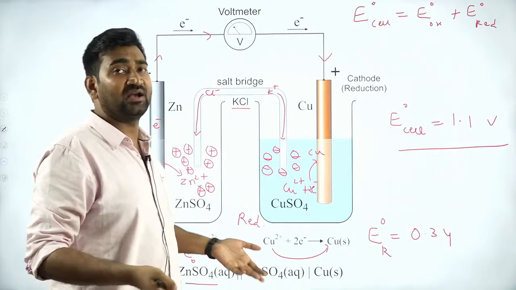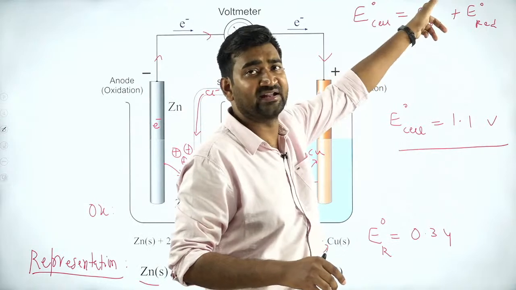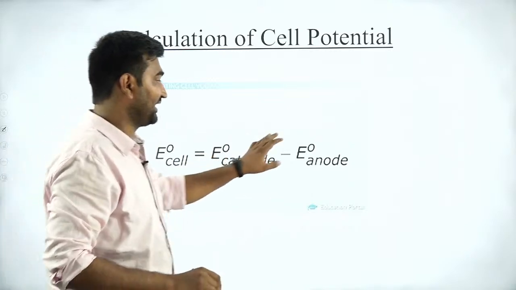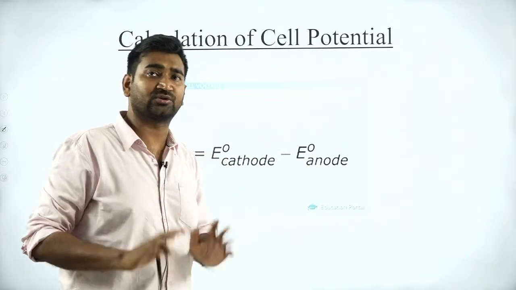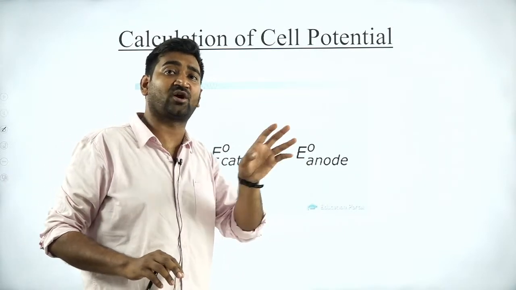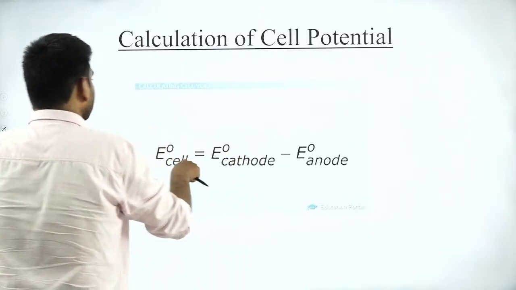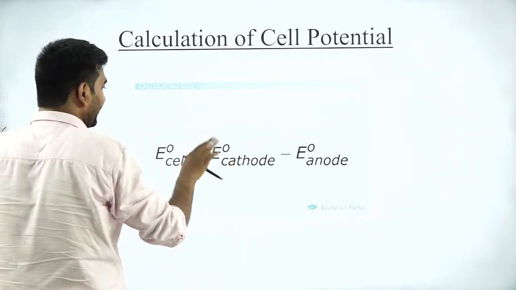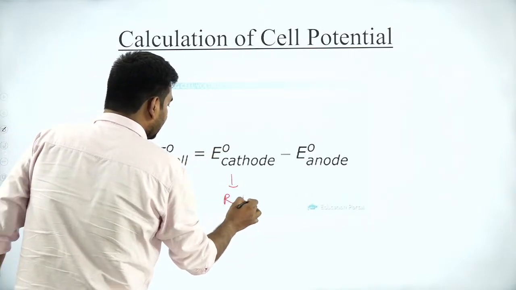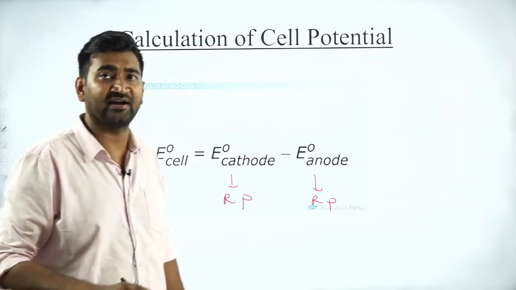But when you are writing only with respect to oxidation or only with respect to reduction, then for one of the quantities you have to change the polarity. So the formula given here is E naught cathode minus E naught anode. That means for cathode it is okay, but anode is taking the minus sign. That means it is not taking the oxidation potential, it is taking the reduction potential of the anode. So this formula is used for the cell potential calculation, but please remember that this is also an RP and this is also an RP. These both are reduction potentials.